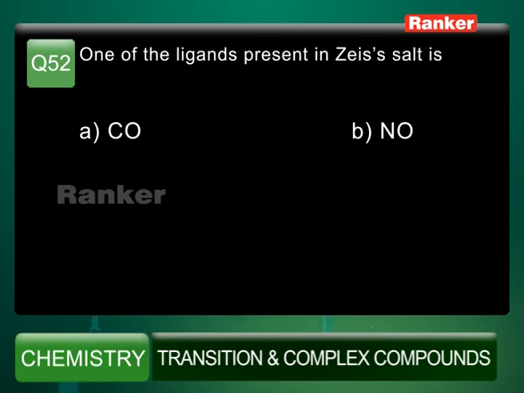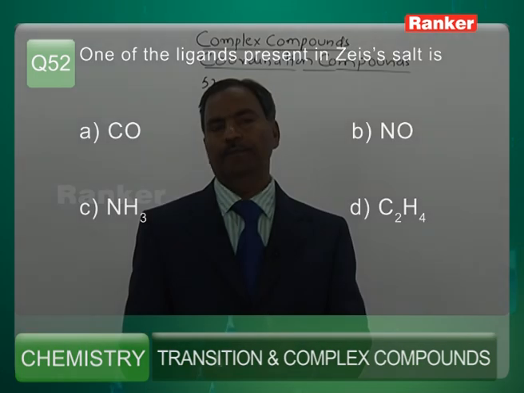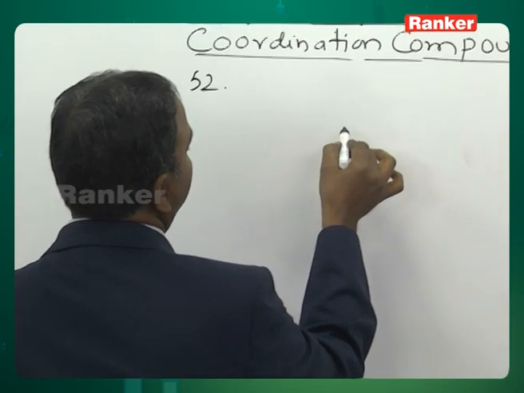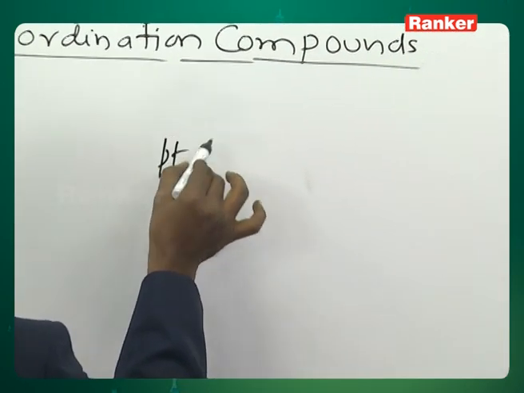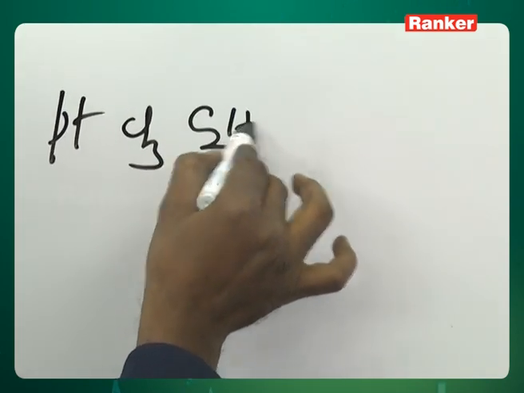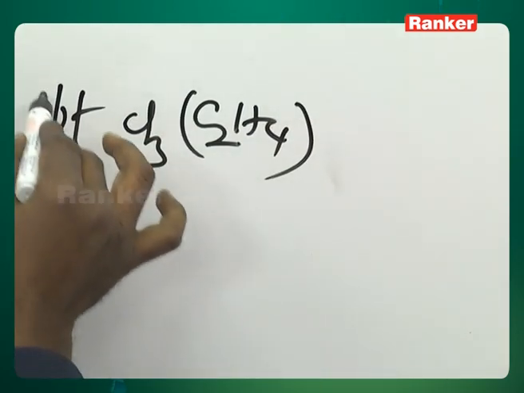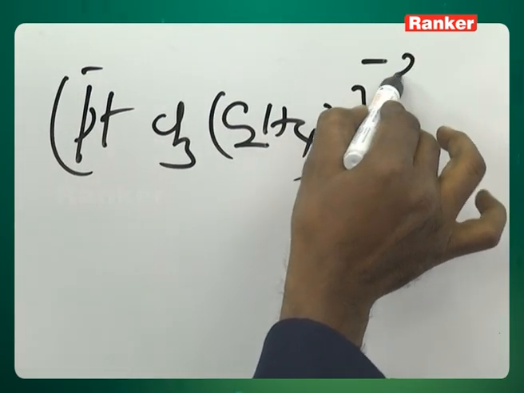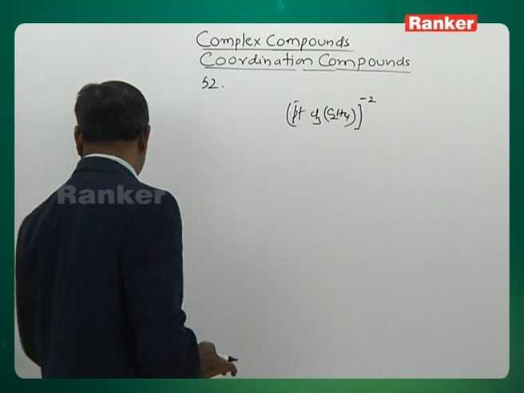One of the ligands present in Zeise's salt. You should know the actual formula of Zeise's salt. Let me write the formula so that you can easily understand which ligands are present. The formula is K[PtCl3(C2H4)], where the complex ion carries a charge of minus 1.